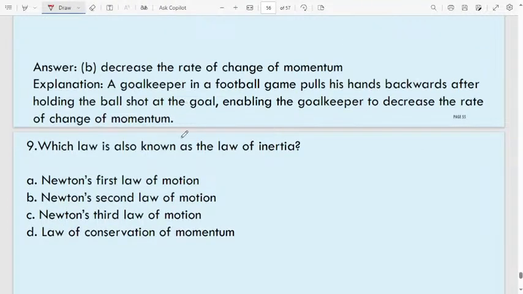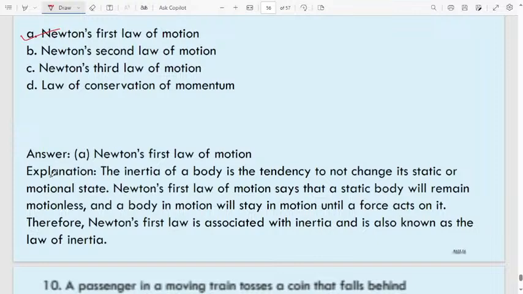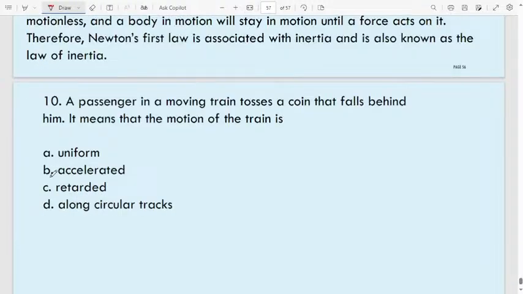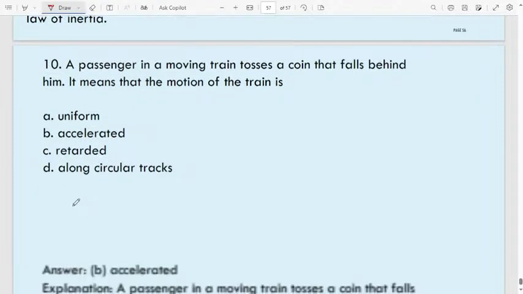Yes, next question. Which law is also known as law of inertia? Very easy one. Newton's first law of motion we consider as the law of inertia. Next question. A passenger in a moving train tosses a coin that falls behind him. It means that the motion of the train is A, uniform, B, accelerated, C, retarded, D, along circular track.